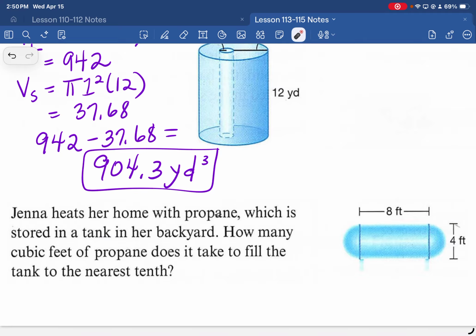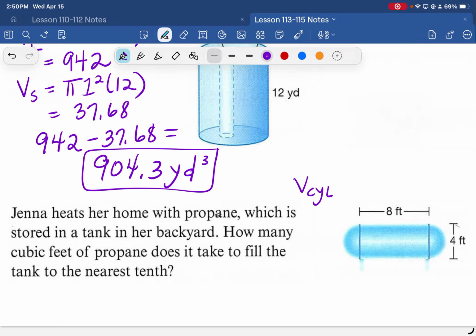We already know that cylinders are pi r squared times the height. So that's how you would find the middle one. And we know that spheres are 4/3 pi r squared. Or is it pi r cubed? I think it's pi r cubed. Let me write that down for y'all. So volume of a cylinder is pi r squared height. Volume of a sphere is 4/3 pi r cubed.